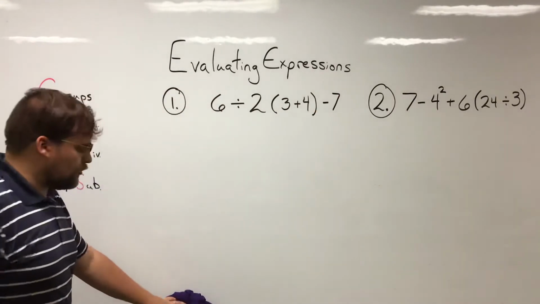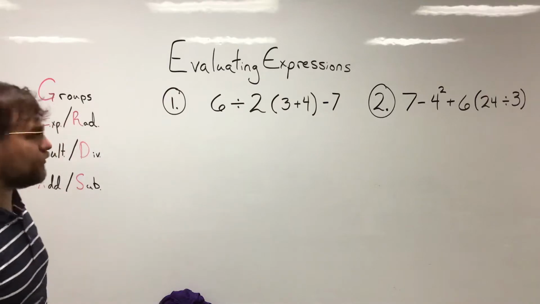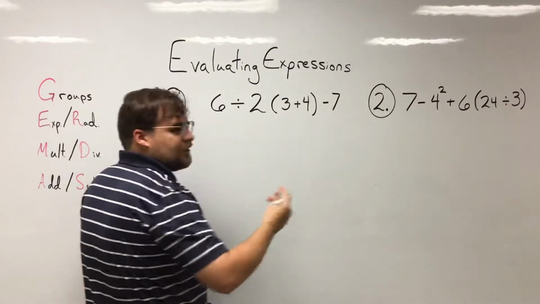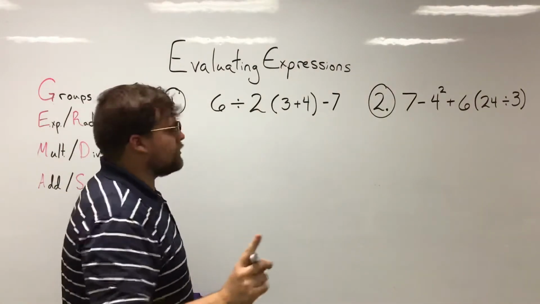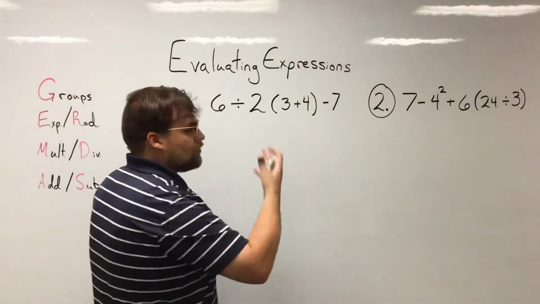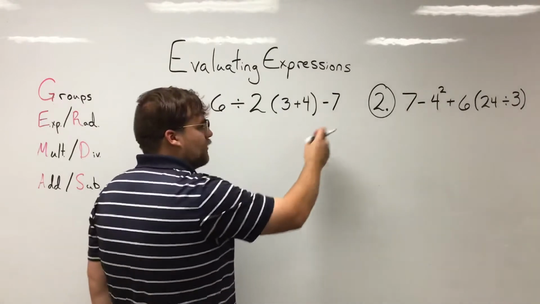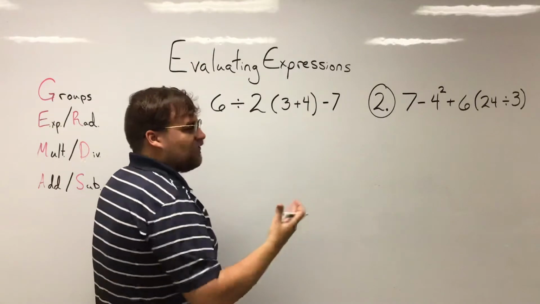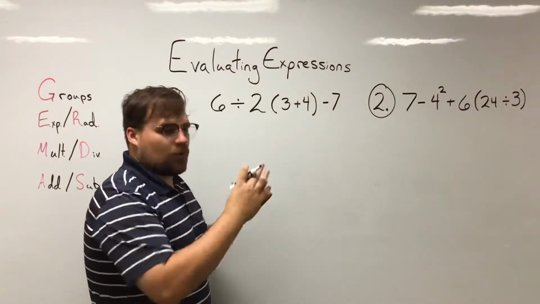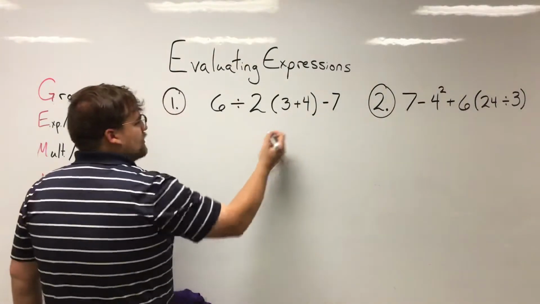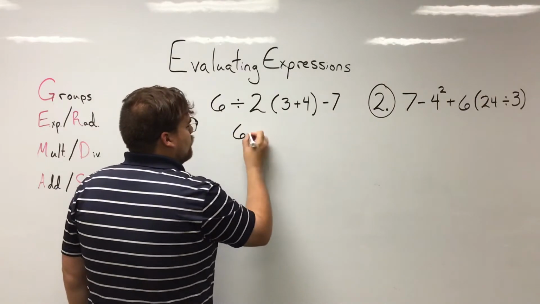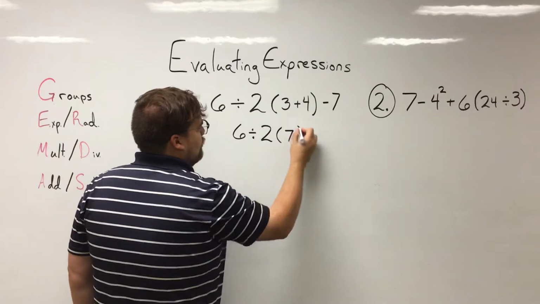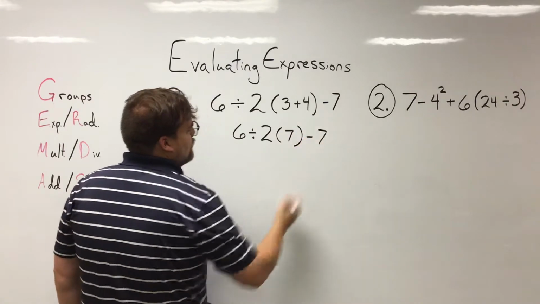So I start my order of operations with G for groups. That's my parentheses, as we said. So I'm going to solve everything that's in here. Now there's only one operation in my parentheses right now, and that's addition. So I'm going to solve that. If there were multiple operations, if there was 3, 4, maybe even 5 numbers inside that parentheses, then I would follow my order of operations for inside that set. But here we're just adding. So that's going to be 7. So 6 divided by 2 times 7 minus 7.